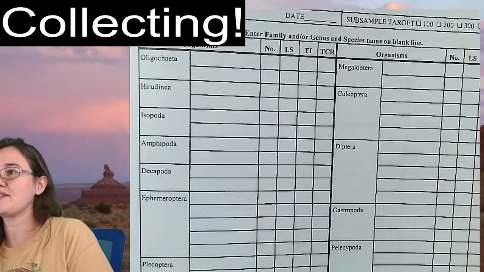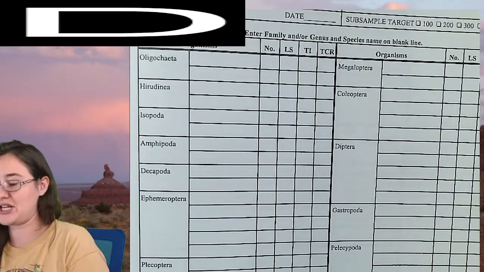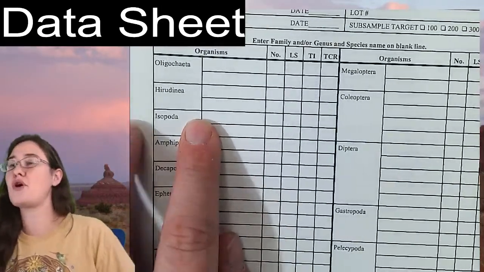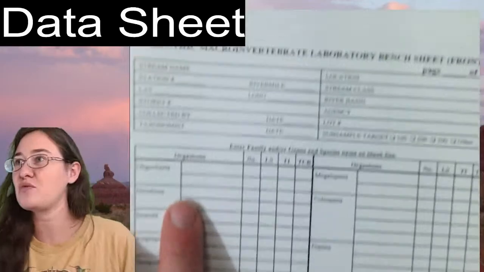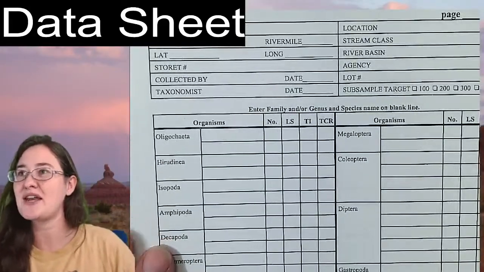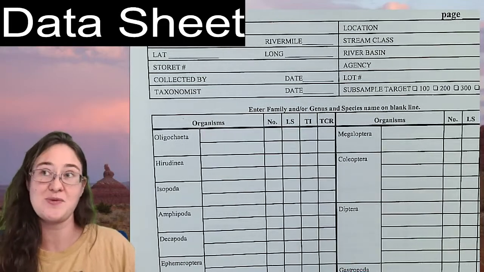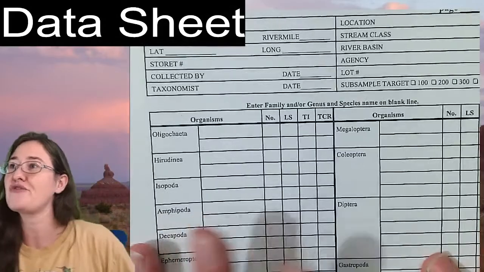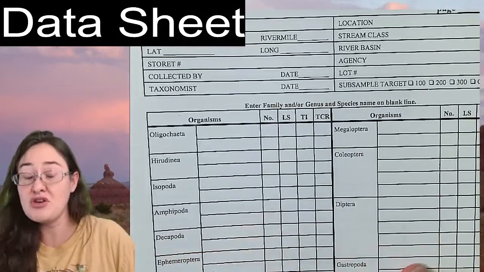So this is going to be your data sheet for identification. We call this the bench sheet because a lot of times this one is done after they actually collect. They put the specimens in alcohol and they send them to a lab to identify. And this is the form that they fill out, and it's the form that you can fill out.